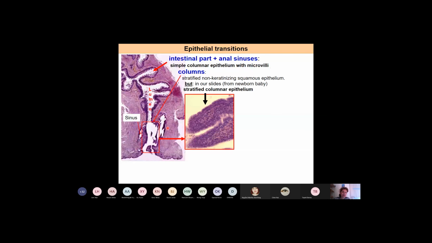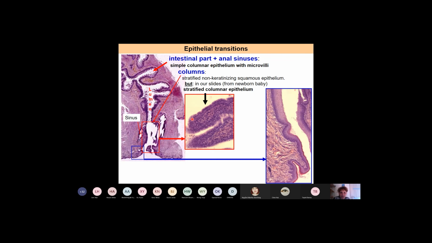But if you check the surface of the columns here, this island-like structure is a column in longitudinal cut, and if you enlarge it, you will see stratified columnar epithelium on the cut. In newborns, it is this epithelium. If it was made from an adult, the epithelium would be stratified columnar non-keratinizing epithelium, but here in our slides we will see stratified columnar epithelium.